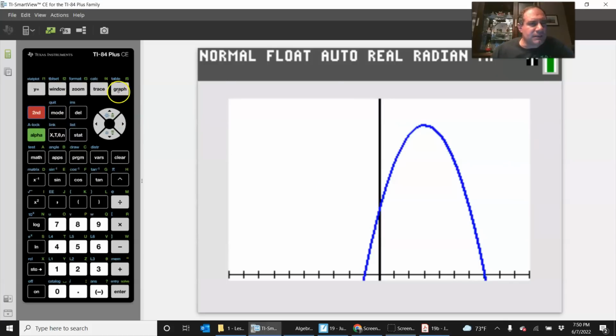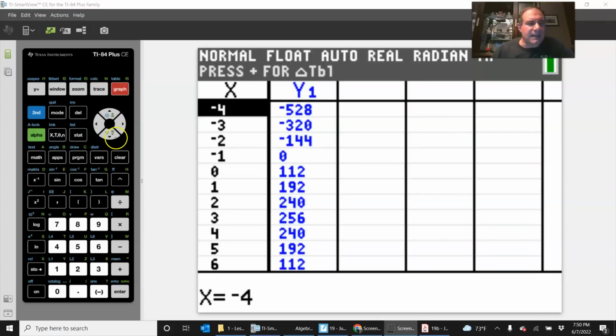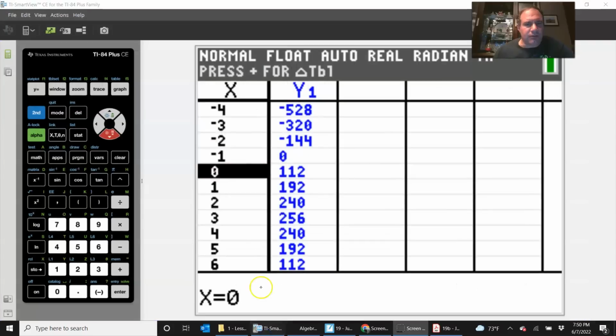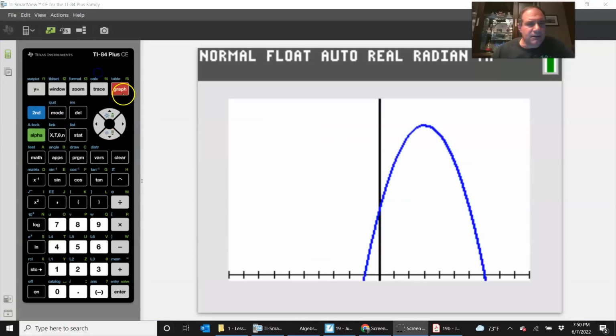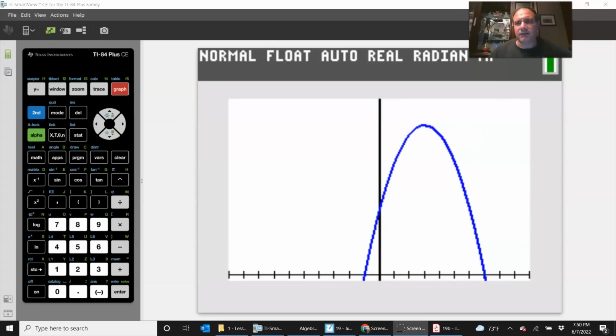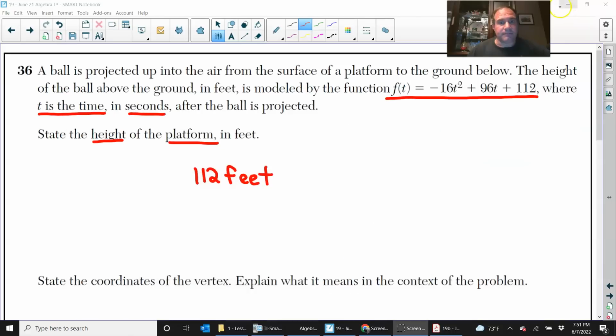I'm just going to look at the table and see when x is 0. When x is 0, the height of the platform is 112 feet. So I'm going to put the height of the platform is 112 feet. Because that is the 0 that we're talking about right there, the visual that I need. This is the platform. The ball is projected from that platform. There it is right there. So I'm good. All right, state the coordinates of the vertex.